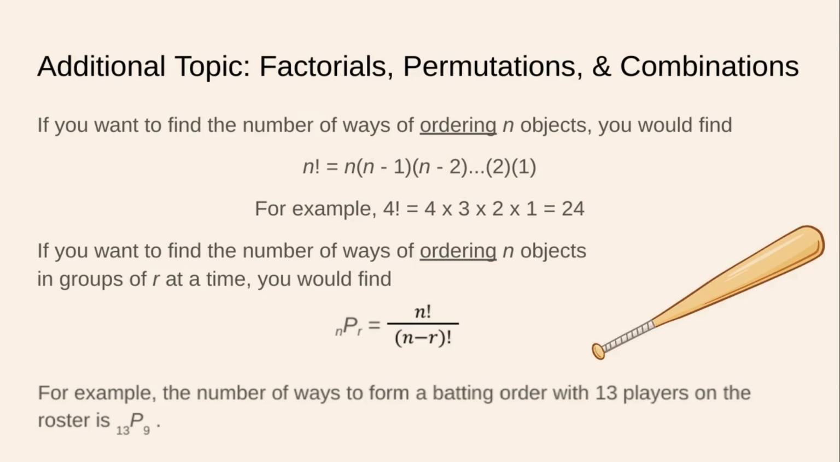If I were to put those batters in a different order, that would constitute a different order of the batters. So each different order counts, but only of groups of size 9, not all 13 objects like we were working with originally when we were doing factorials.